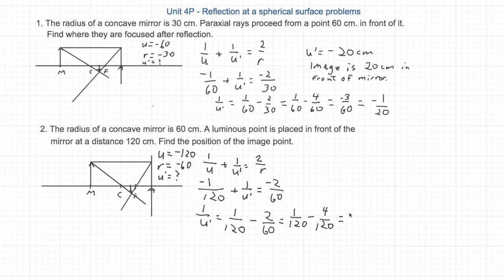that U prime equals negative 40 centimeters. That means it's to the left or in front of the concave mirror. Real image.